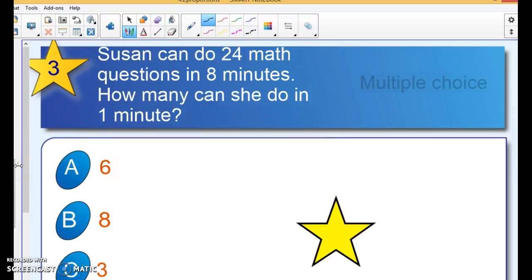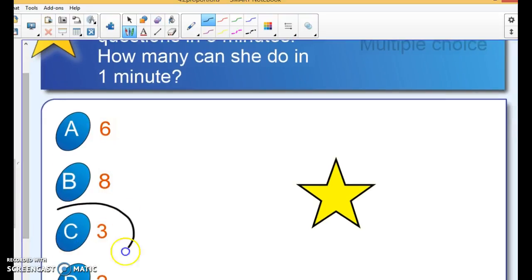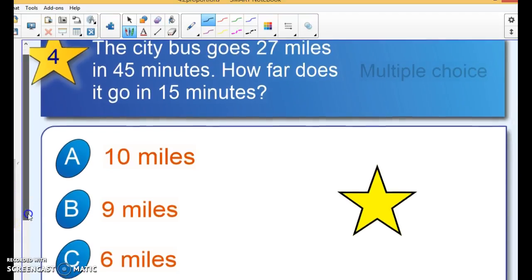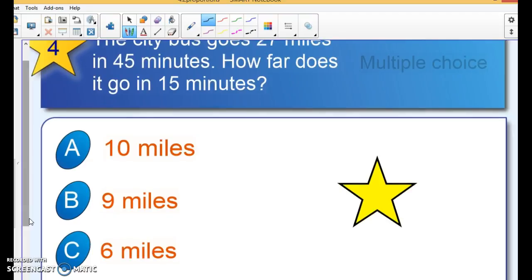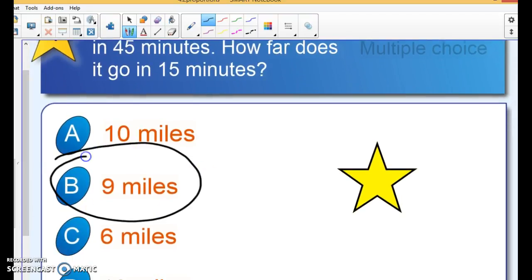Susan can do 24 math problems in 8 minutes. How many can she do in 1 minute? Now I'm kind of going backwards. So 24 in 8 minutes means she's doing about 3 every 1 minute. A city bus goes 27 miles in 45 minutes. How far can it go in 15? Well, 15 goes into 45 three times. So 27 divided by 3 is going to give us 9.